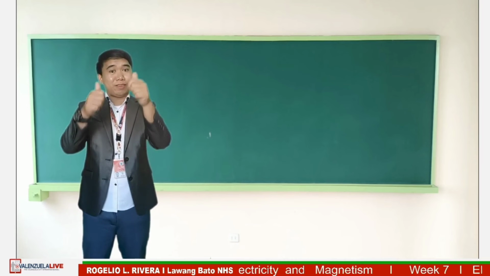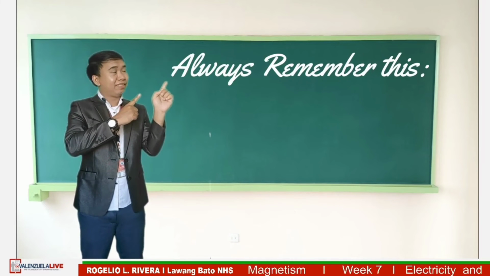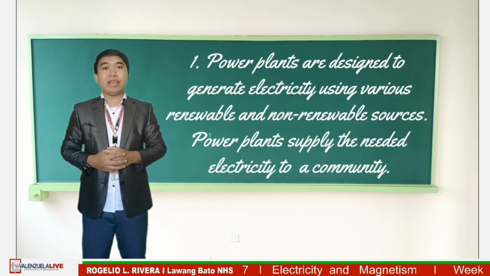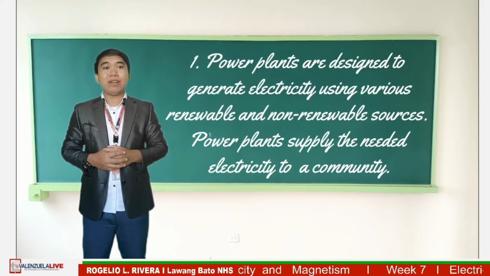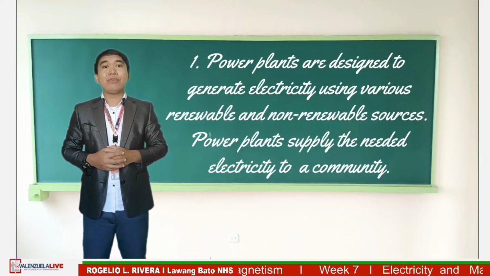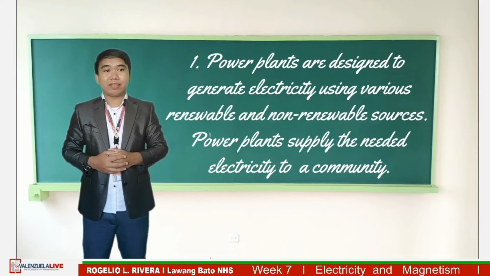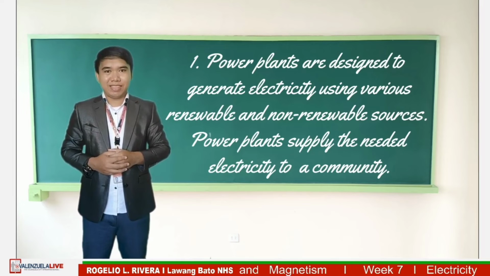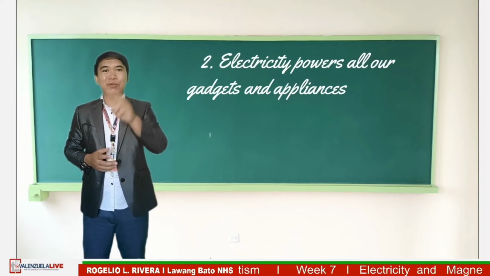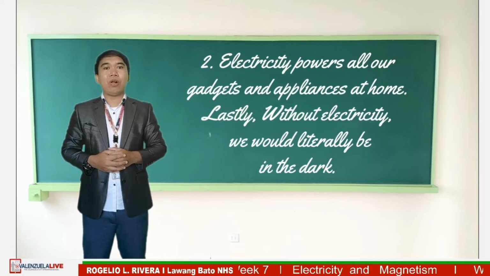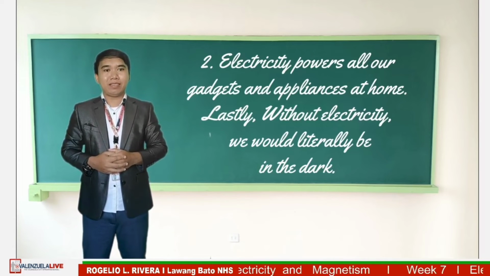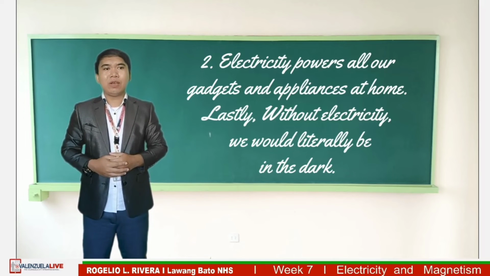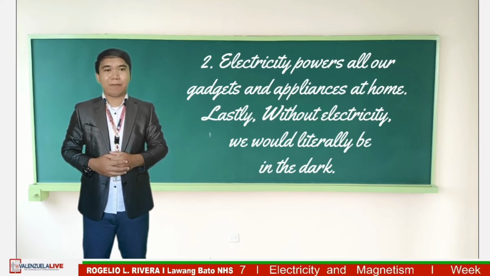Students, always remember this. Number 1, power plants are designed to generate electricity using various renewable and non-renewable sources. Power plants supply the needed electricity to a community. Number 2, electricity powers all our gadgets and appliances at home. And lastly, without electricity, we would literally be in the dark.